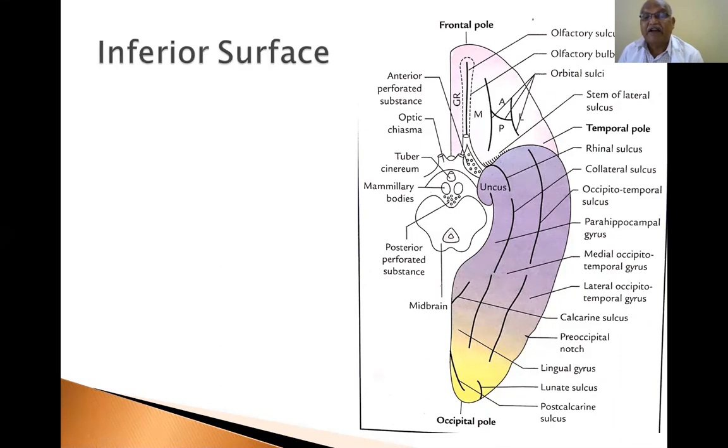This is the olfactory bulb. These are the orbital sulci, and these are the olfactory sulci. So, olfactory sulci and orbital sulci are present on the inferior aspect of the frontal lobe, that is the orbital surface.